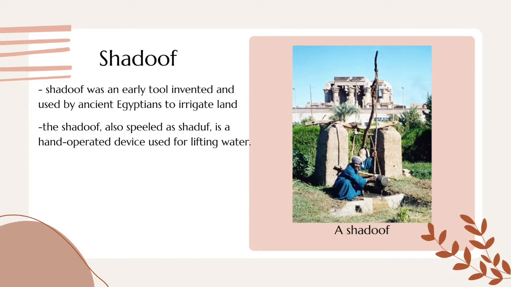Shadoof. The shadoof is a hand-operated device used for lifting water out of a well to irrigate land. The shadoof consisted of a long wooden pole balanced on a beam. The pole had a bucket attached by a rope to one end and a heavy weight acting as a counterweight on the other end. It was invented by Egyptians who lived near the Nile River.